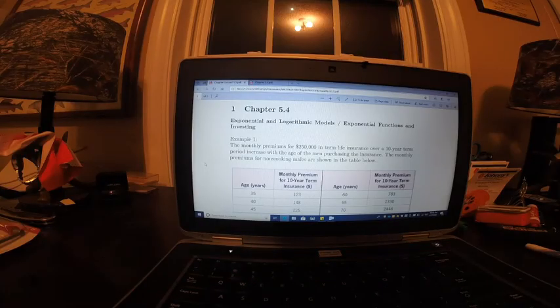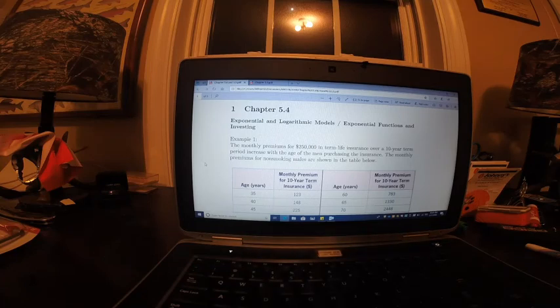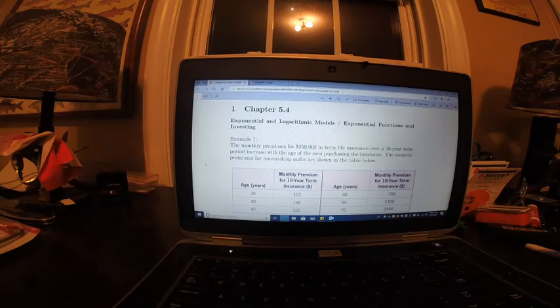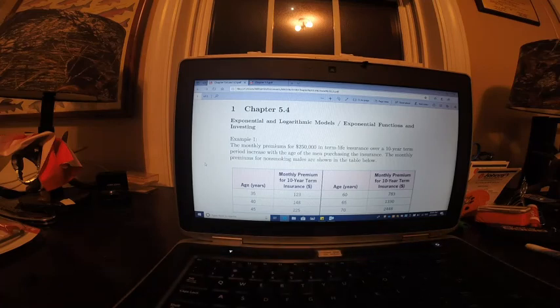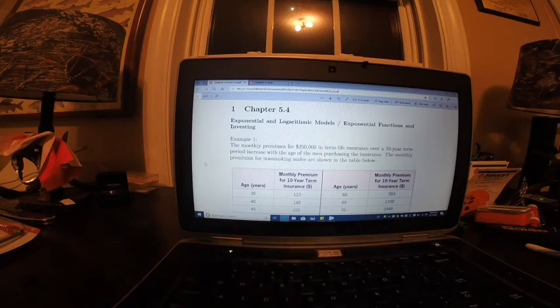Alright guys, this is chapter 5.4 and 5.5. So, in 5.4, we're going to really look at a lot of exponential and logarithmic models and exponential functions in investing. We're going to use the calculator a lot, pretty much primarily in these last two chapters. So just follow along, try to follow what I do on the calculator. These are steps that we've really done a lot before.